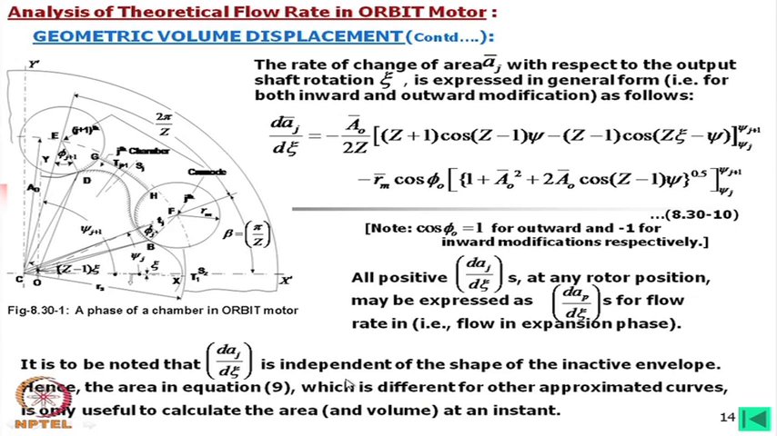Anyway, our purpose is to find out the swept volume. It is to be noted that this rate of change of area is independent of the shape of the inactive envelope. Suppose this is the contact point up to this; this portion is active, and this circular arc and this circular arc are all inactive. So this formula is independent of this area, whatever it might be. Whatever the area in equation 9, which is different for other approximated curves, is only useful to calculate the area and volume at an instant. Only if you would like to find the trapped volume, the unused trapped volume, then you have to consider the geometry.